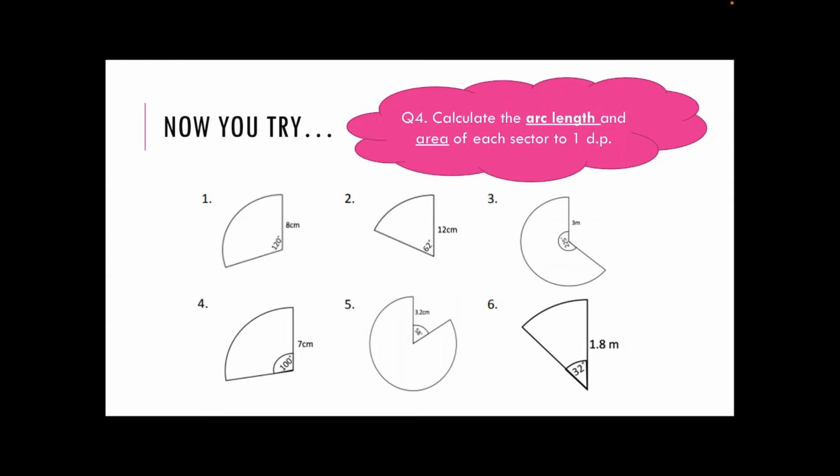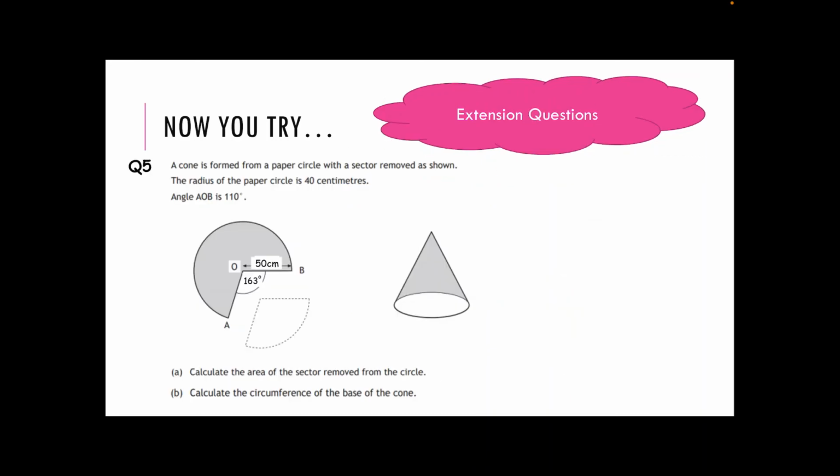Question 4 is a mixture, so you need to do the arc length from our last lesson and sector area to 1 decimal place for all 6 of these. So that's going to give you 12 questions to attempt here. You should have 2 answers for each of these parts. And then question 5 is an extension question. So if you have flown through the rest of those questions and want an extra challenge, question 5 is an exam style question for you to have a go at.